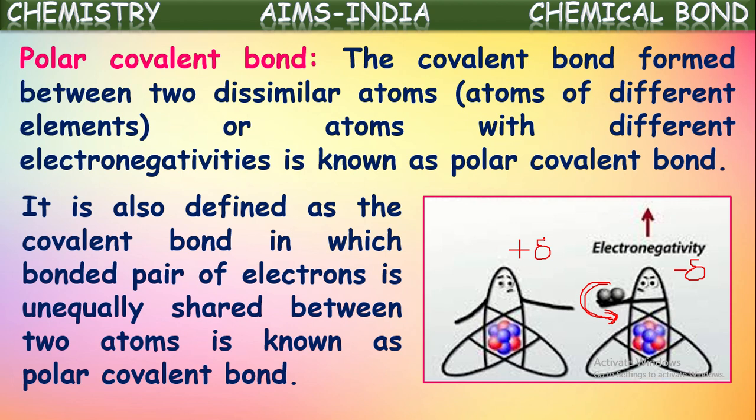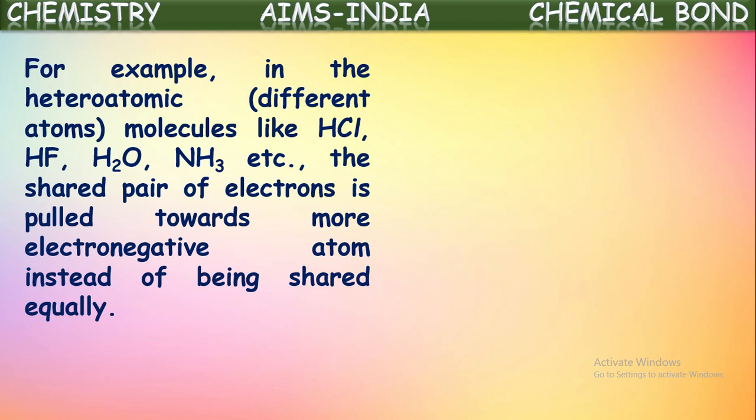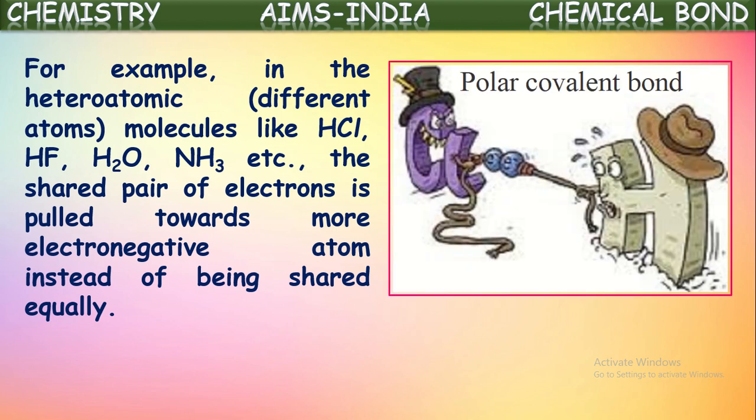Let us understand this more by taking one example. For example, heteroatomic molecules, meaning molecules formed with atoms of different elements, like HCl, HF, H2O, NH3, etc. Let us consider the HCl molecule. Here chlorine and hydrogen both contribute one electron for covalent bond formation. Thus they share a pair of electrons. But here chlorine is more electronegative than hydrogen. Because of its higher electronegativity, instead of sharing the pair of electrons equally, it pulls the pair of electrons towards it. See here, it is not shared equally.